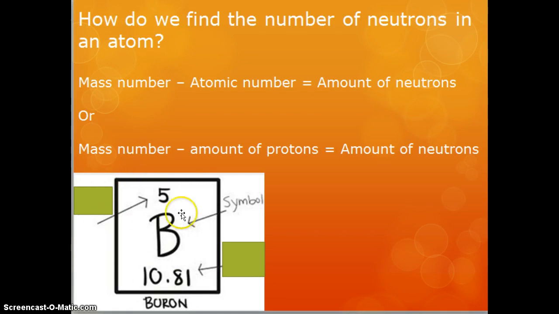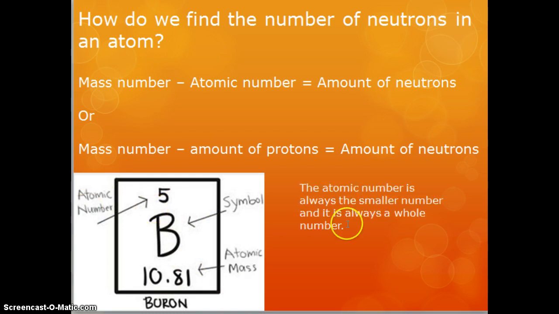All right, so let's look at the example I gave here. Here's our symbol, B for boron. I have the number 5, the number 10.81. Which one of these numbers is the atomic number? Which one is the mass number? And the atomic number is always the small number, and it's always a whole number. So here's our atomic number, here's our atomic mass number.